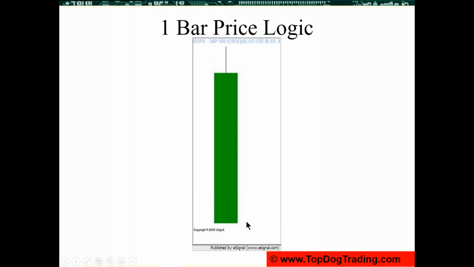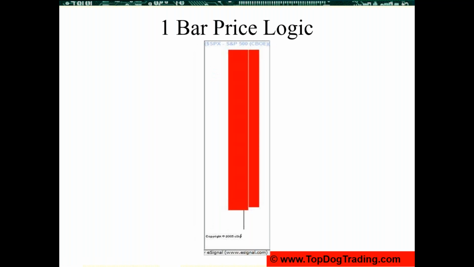So remember, two principles: the range of the bar from low to high, and the relationship of the close to the open. Therefore, this would be a very bullish bar. All right, and then conversely, a very bearish bar: wide range from high to low, and the close is way below the open. And in fact, I'll give you another little subset of that second principle.